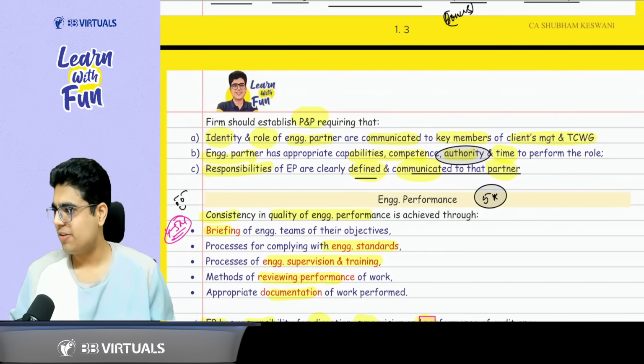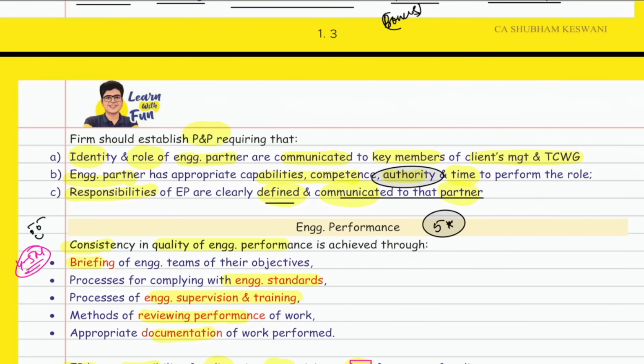Now, sir, 3 more points are given. Let's understand them. Everyone look at the board. They say whoever is the engagement partner, his identity, his role.